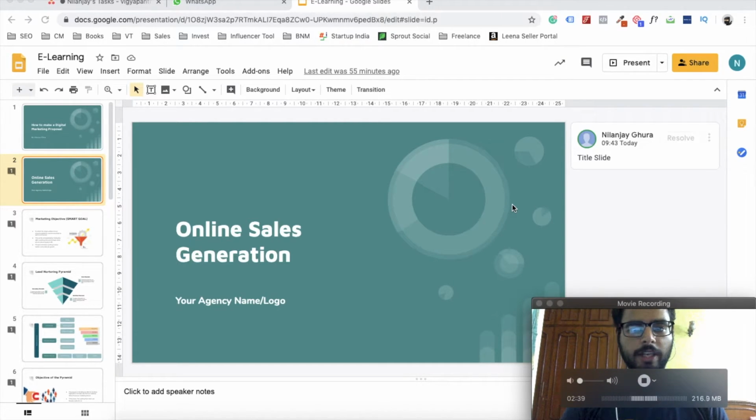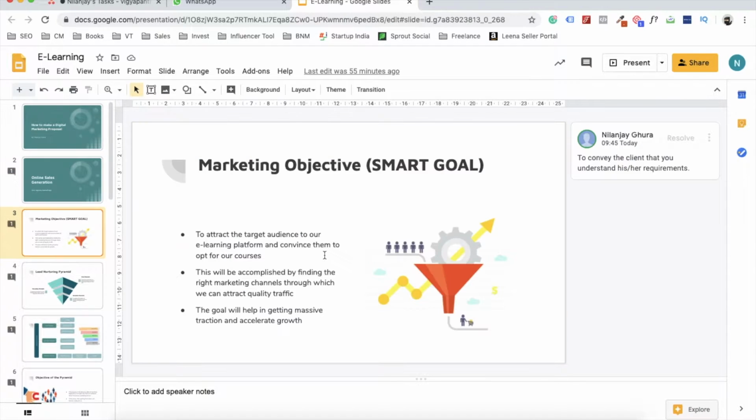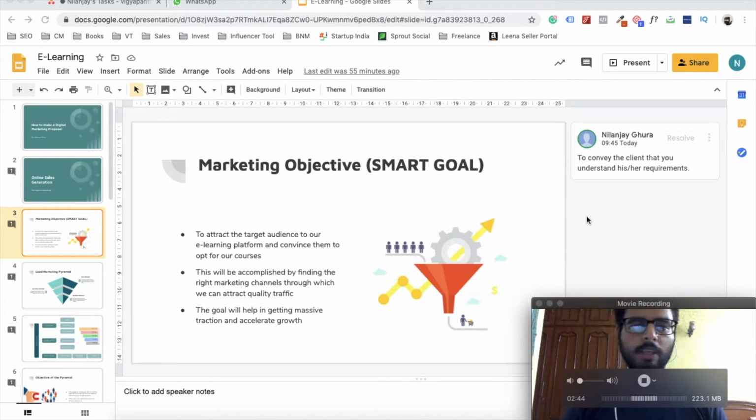Let's move on to the second slide, which is this one. In the second slide, what I mainly do is write the marketing objective of the client. This is basically to convey that I understand their requirements, what exactly the person is looking for. So I write very briefly, like 3 points or more. Let's look at this client's objective: to attract the target audience to our e-learning platform and convince them to opt for our courses. Simple. We want to attract the target audience to take our courses from our website.